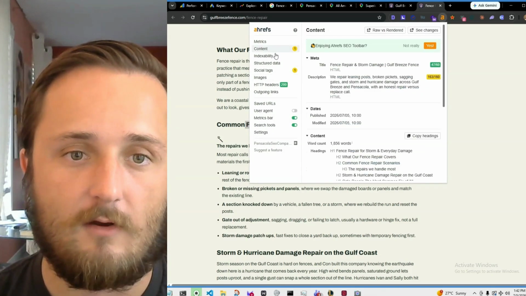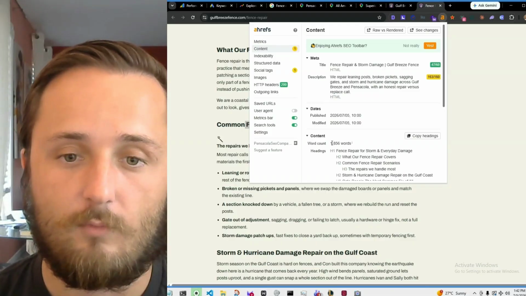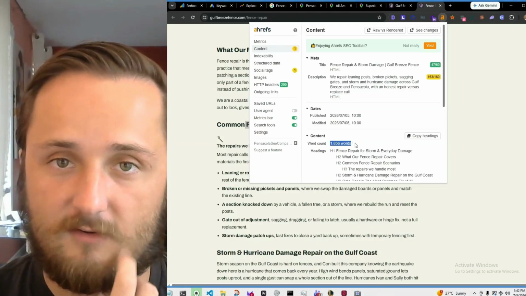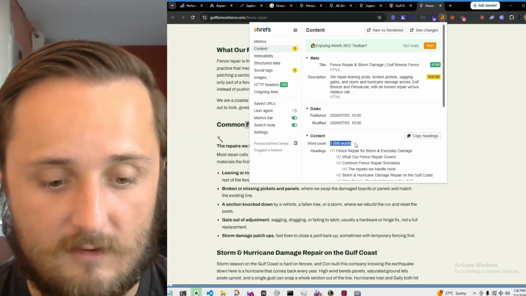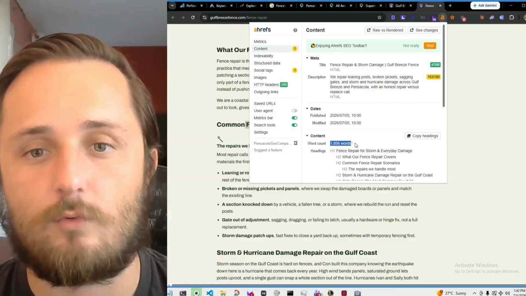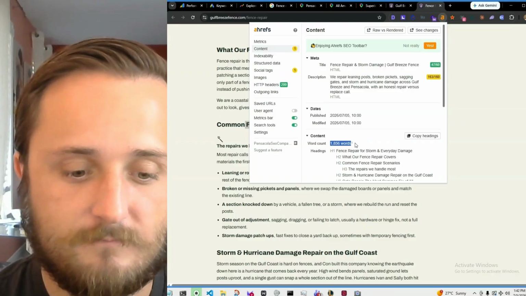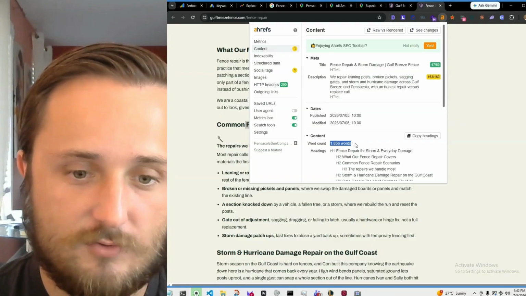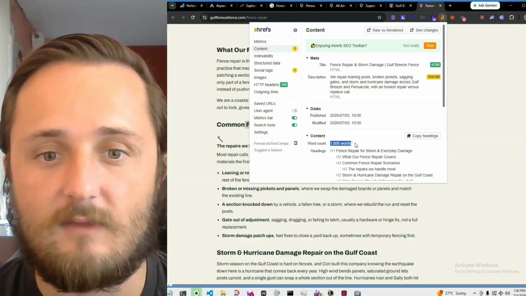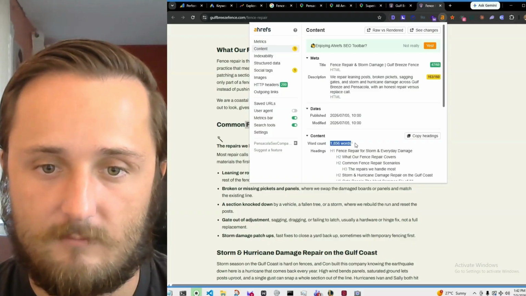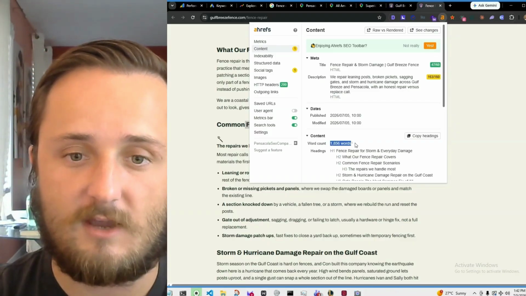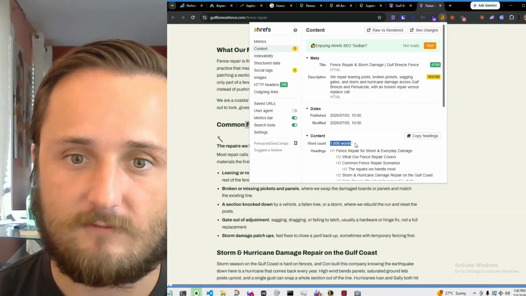Another thing is that on our page, our word count is 1,856. Now, to get an understanding of what your word count should be on page, you want to look at your competitors. You want to measure what they're currently doing, and then we want to be slightly better than them. So for our page word count, we targeted 1850.